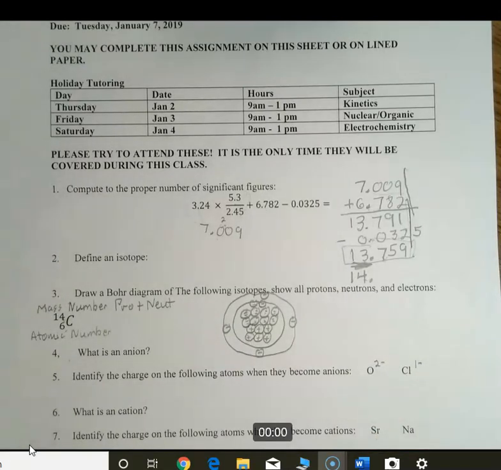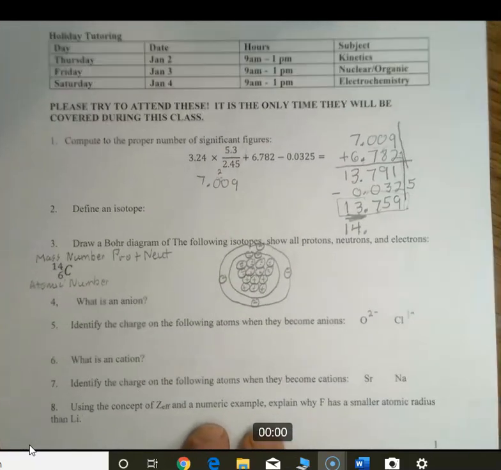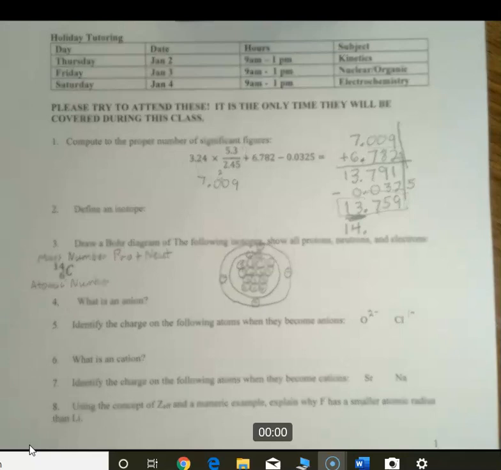Okay, what is a cation? A cation is an atom of an element that has more protons than electrons, meaning that it's lost electrons. This would be characteristic of metals, of any of the metals. When they become ions, they become cations. That is to say, they lose electrons. So it has more protons than electrons because it's lost electrons. It can't lose protons or gain protons, but it can lose electrons. So that's a cation.